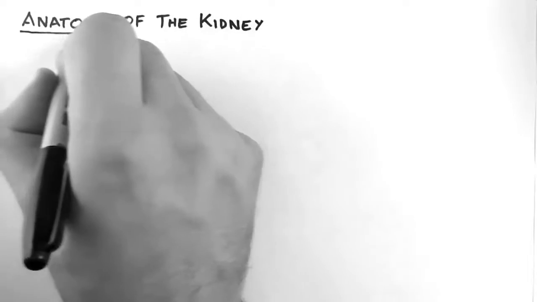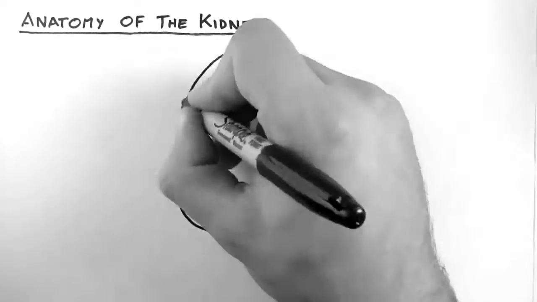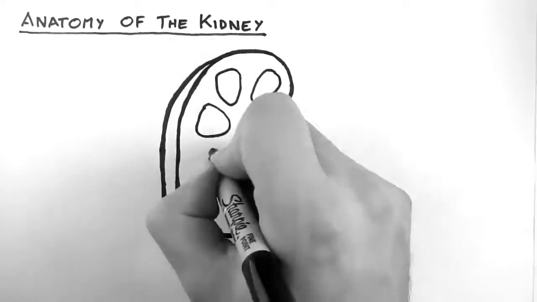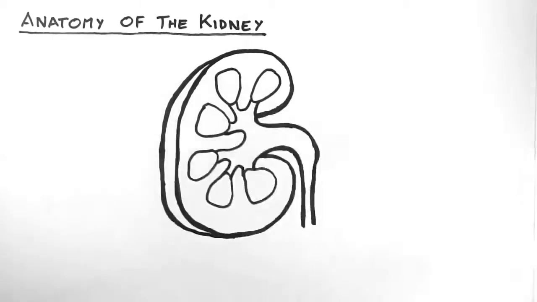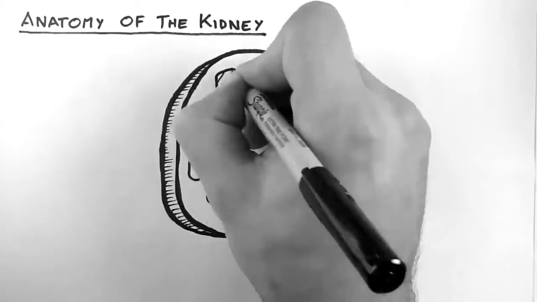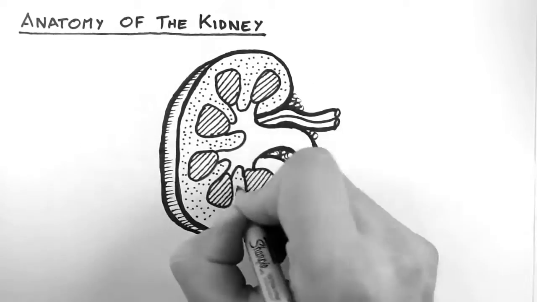In this video, we'll be looking at the kidney from a macroscopic level, but in later videos, we'll look at the nephrons and the glomeruli at a microscopic level. So first of all, I'm going to draw a kidney that's been cut in half so we can see the structures within the kidney.